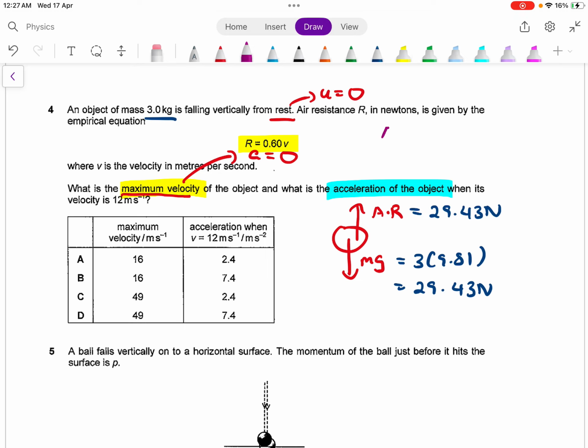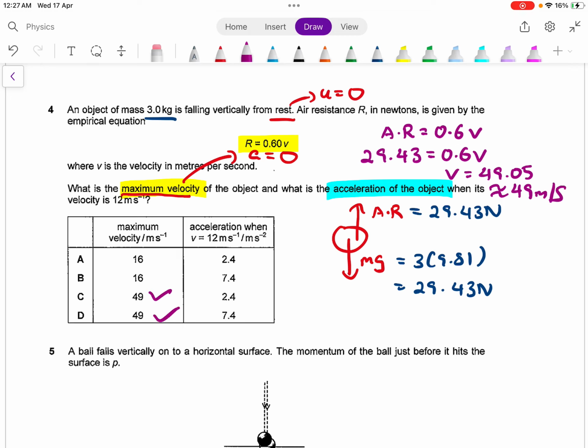So the air resistance is equal to 0.6 V, which means 29.43 Newton equals 0.6 V. If you calculate V, it is about 49.1, or 49.05, so you round off to 49 meters per second. So the answer is either C or D. If you look at the very first part, every time you see maximum velocity, always think of acceleration equal to 0.